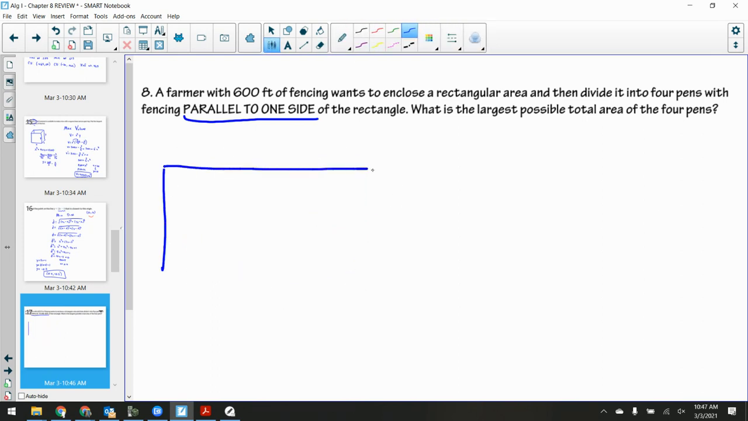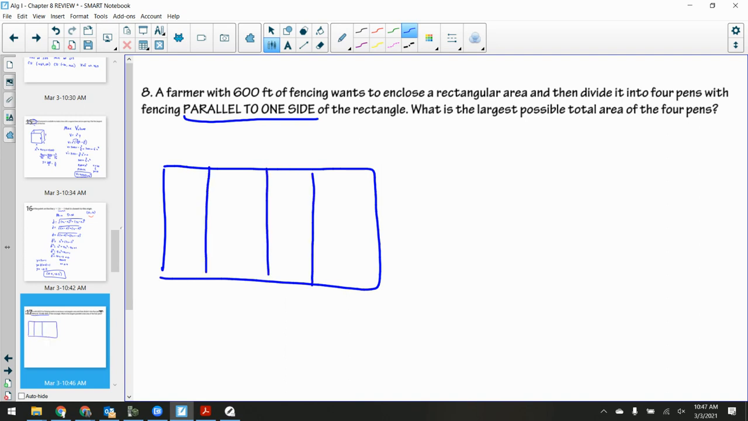So here's what I have to do. I want to cut it into 4 pens like this, all parallel to one of the sides. Doesn't matter, you could have made this vertically as well. All right. So, largest possible area. Max area. Let's make this long side y and the short side x, which means all of these are x as well. Okay, so area is going to be equal to just plain old x times y.